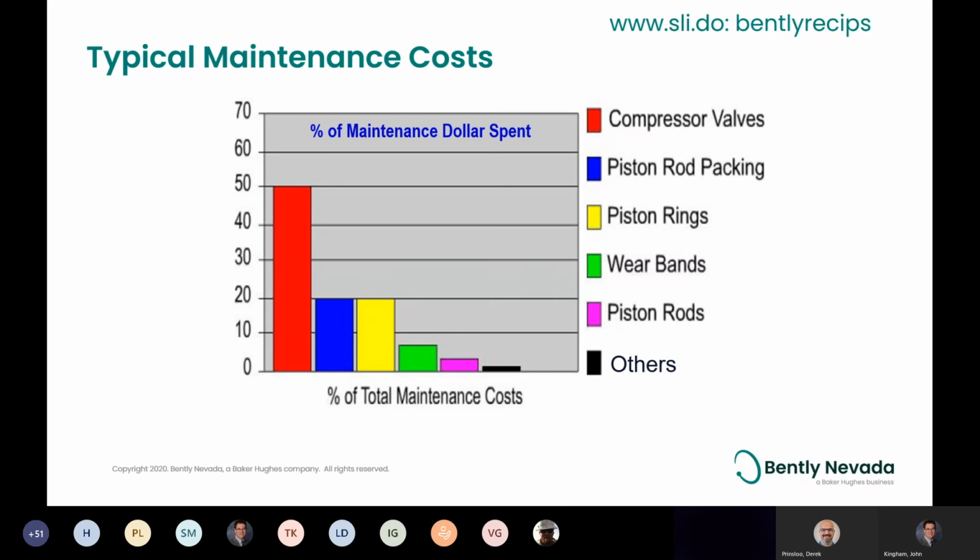7% on wear bands, 5% on piston rods, something like that. Traditionally, customers have said, yeah, this is pretty good. In the last couple of years, I understand the valves have been getting better, and people are not spending quite as much of a percentage on valves, but these are still pretty valid numbers.